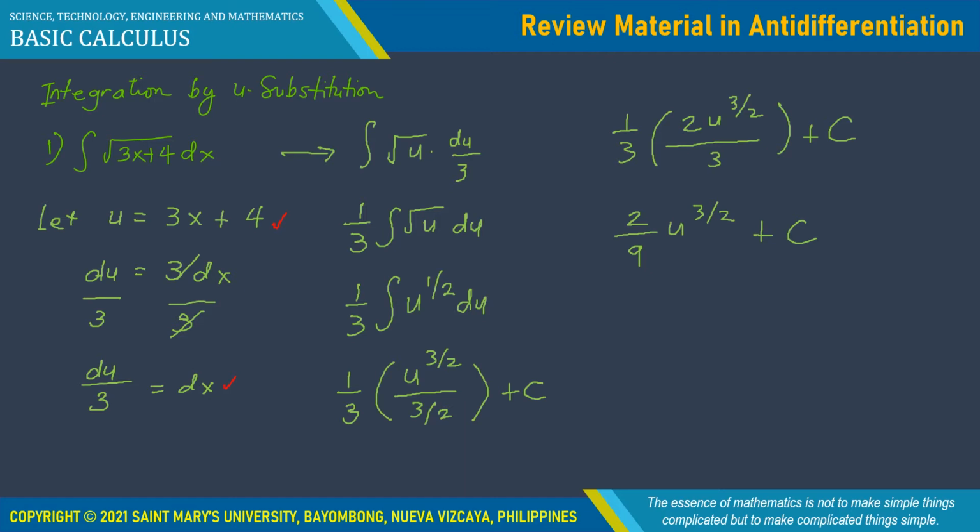Then, ibabalik na lang natin siya in terms of x. So, sasubstitute na natin. So, we have 2/9 times, ano ba yung value ng u natin? That's 3x plus 4. So, 3x plus 4 raised to 3 over 2 plus c. So, yan ang ating integral. Kung gusto niyo naman, pwede mo siyang gawing 2 times 3x plus 4 raised to 3 over 2 all over 9. Okay, pareho lang sila.